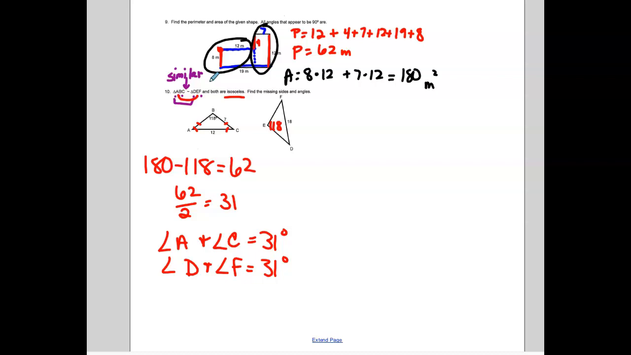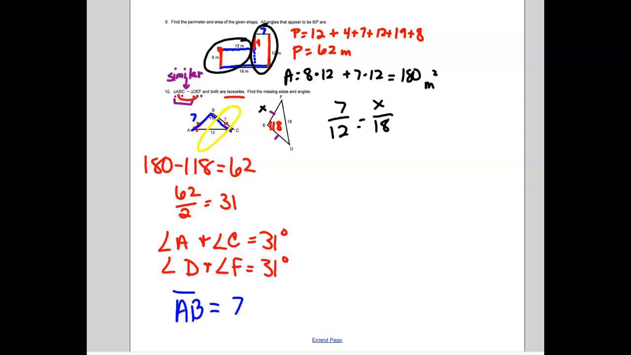Okay, now for side lengths. Since this side is 7, we know that this side has to be 7. Okay, so segment AB has length of 7. In the other triangle, these two sides are going to be equivalent to each other, but they're proportional to triangle ABC. So if we look at the ratio of 7 to 12, we can say the side 7 to the side 12 has to be proportional to this unknown compared to its longest side of 18.